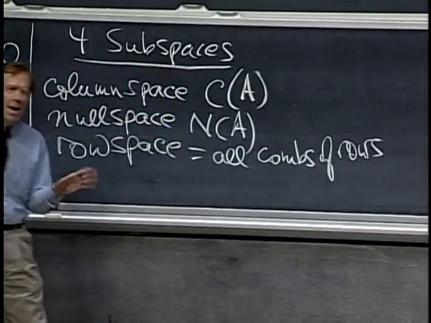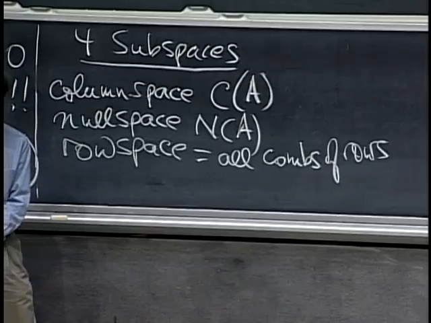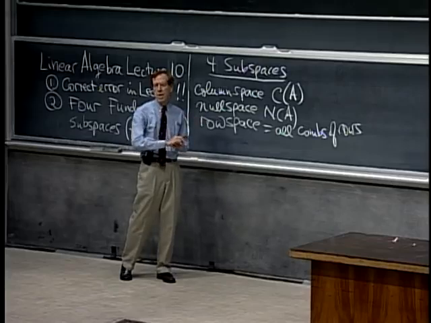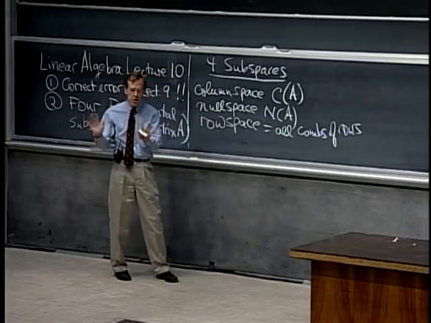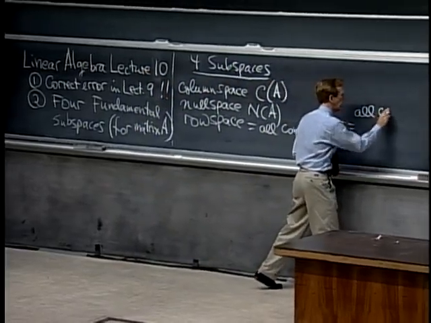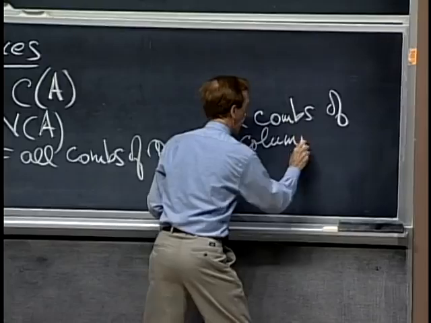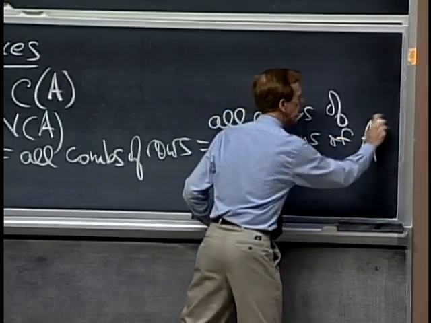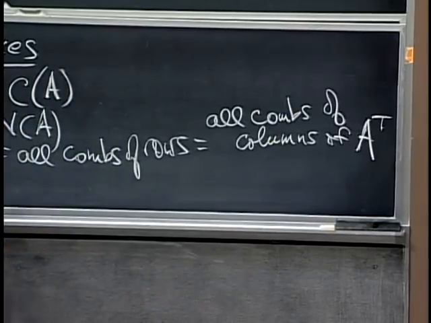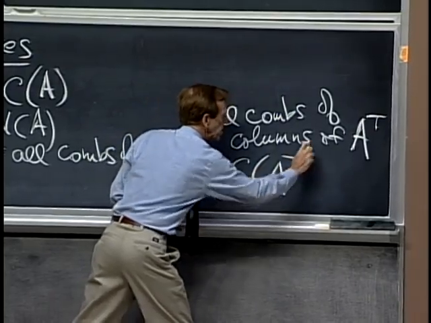But I don't like working with row vectors. All my vectors have been column vectors. I'd like to stay with column vectors. How can I get to column vectors? Out of these rows, I transpose the matrix. So if that's okay with you, I'm going to transpose the matrix. I'm going to say all combinations of the columns of A transpose. And that allows me to use the convenient notation, the column space of A transpose.